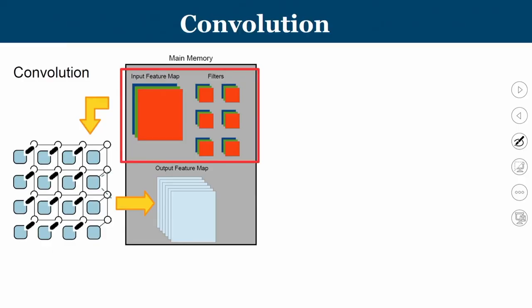Now, let us see what a typical convolution operation looks like. What you see in the diagram is a 4 by 4 mesh NOC, tiled chip multicore processor. And then you have a main memory where the input feature map and the filters are stored.